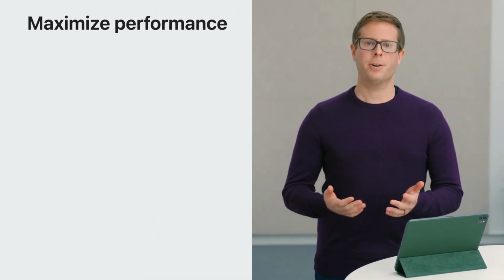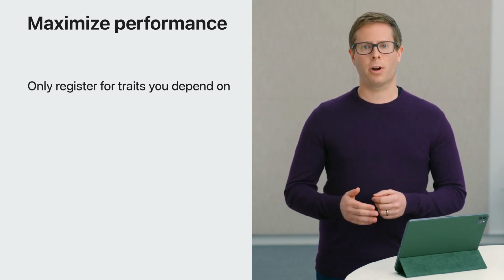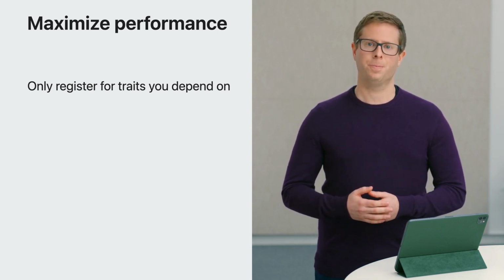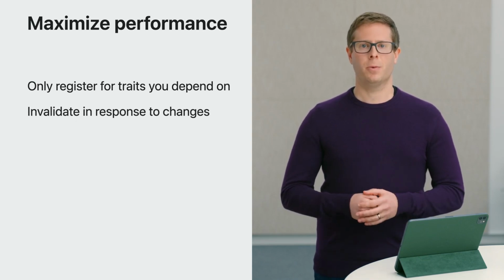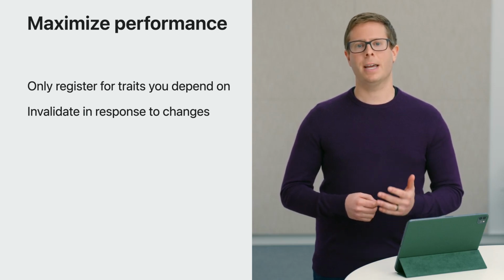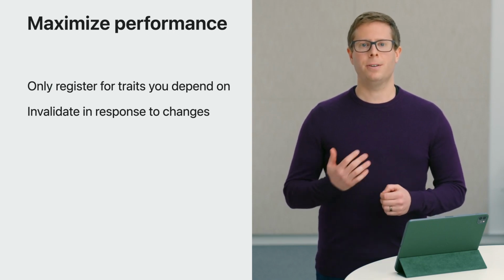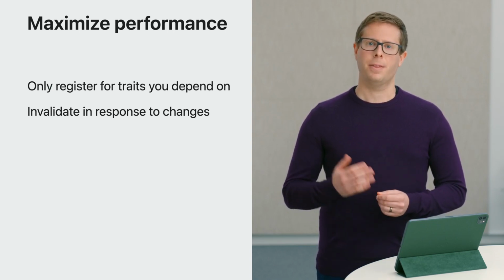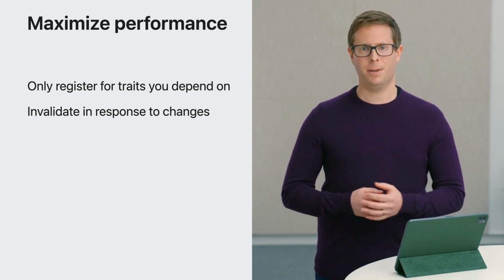As you adopt the new trait registration APIs, there are 2 best practices to keep in mind. First, register only for the traits that you actually depend on, so you don't perform work when unrelated traits change value. Finally, try to invalidate in response to trait changes, without updating immediately. For example, if you use traits inside of the layout subviews method of a view subclass, call setNeedsLayout to invalidate for a trait change. This schedules the view to receive layout subviews, but doesn't perform the update immediately.